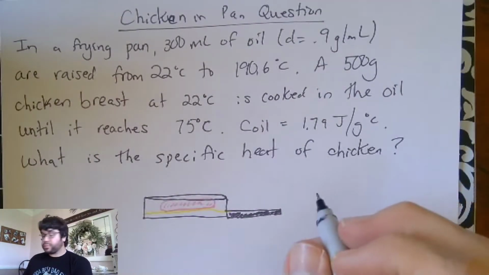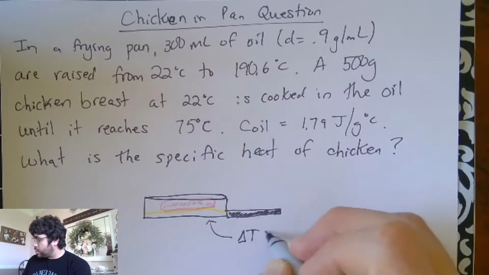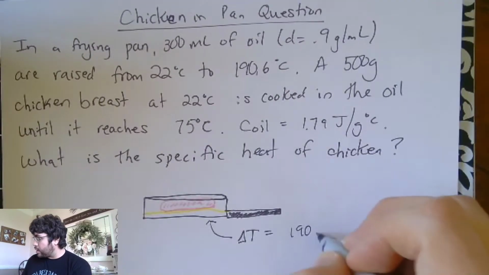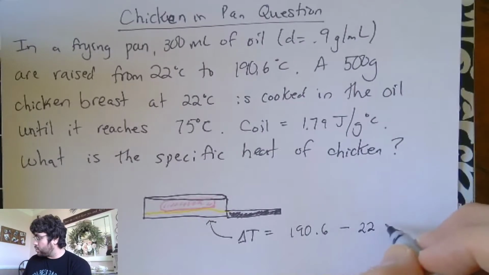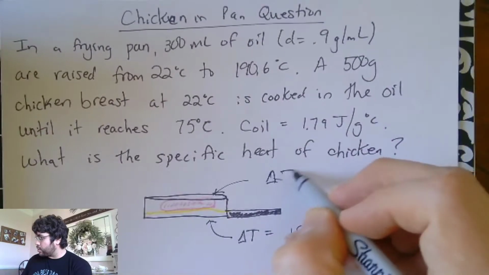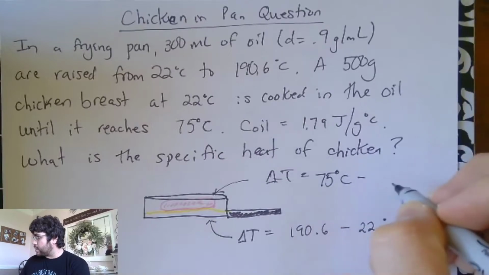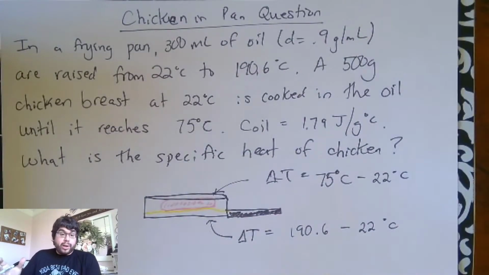And that olive oil, its temperature finishes off at 190.6, and it originally was at 22 degrees Celsius. So it heats up, and the chicken here, its change in temperature is finishing at 75 degrees Celsius and started at 22 degrees Celsius. So the oil is being used to heat up or cook the chicken. And we want to figure out what the specific heat is.